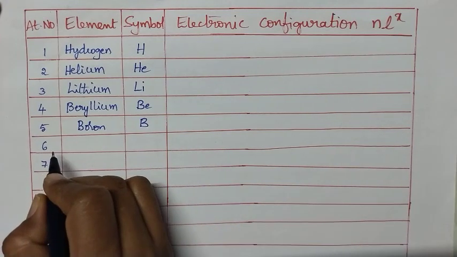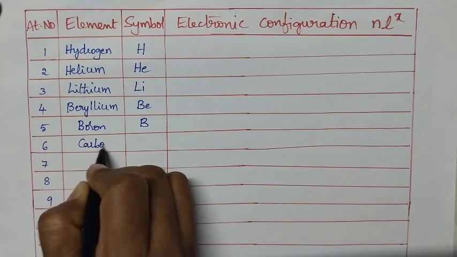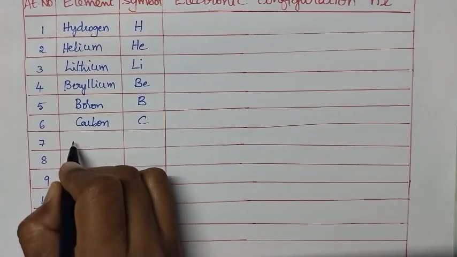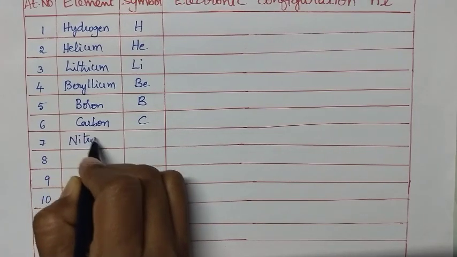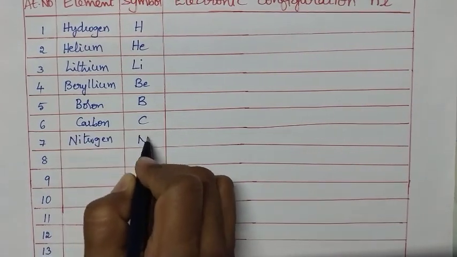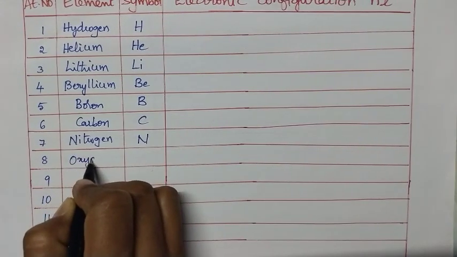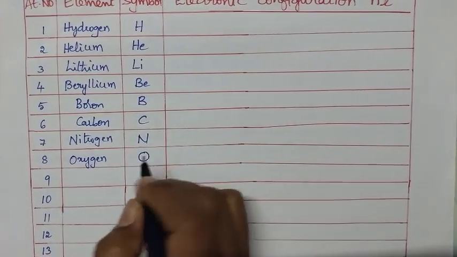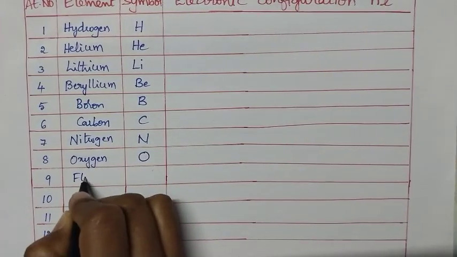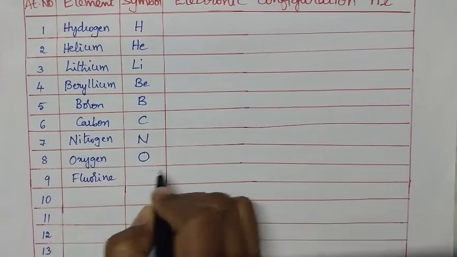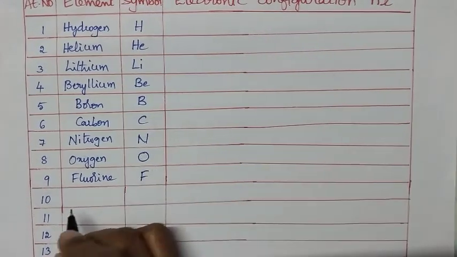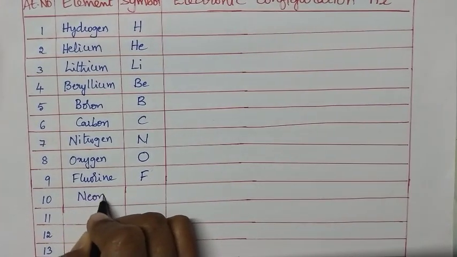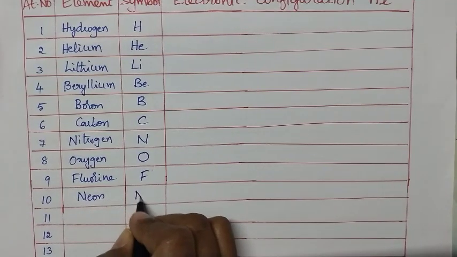Atomic number 6 means the element is carbon. Symbol is C. Atomic number 7 means the element is nitrogen and the symbol is N. Atomic number 8 means the element is oxygen and the symbol is O. Atomic number 9 means the element is fluorine and the symbol is F. Atomic number 10 means the element is neon and its symbol is Ne.